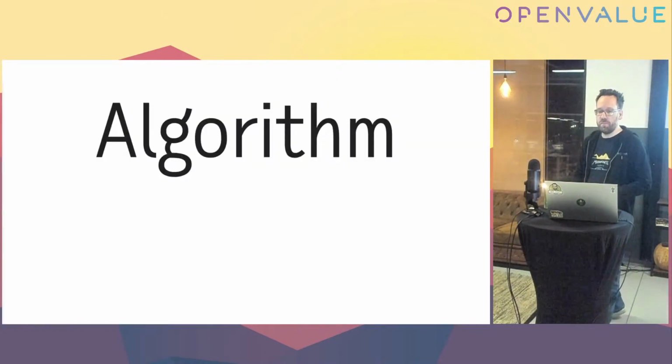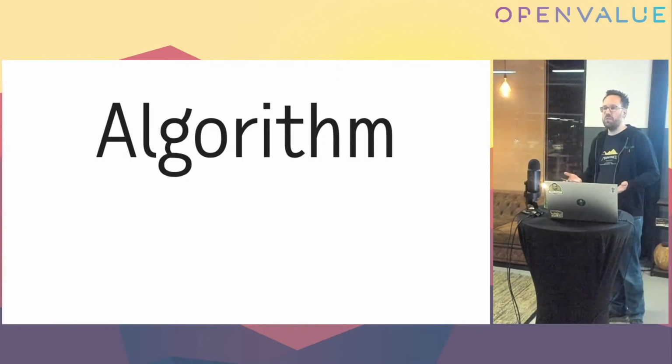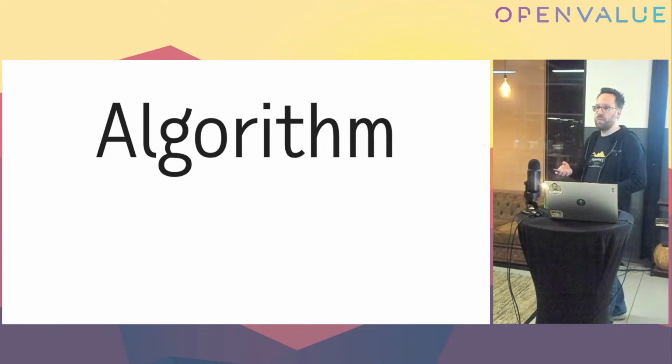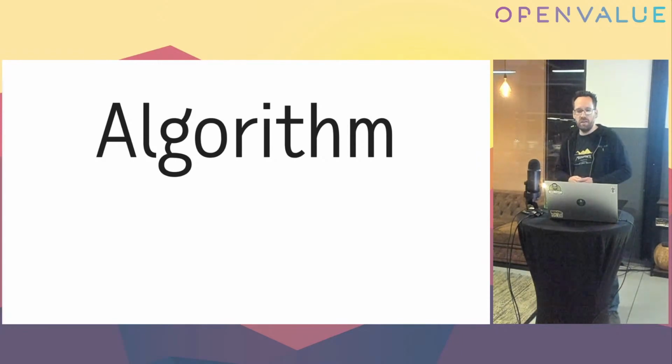So, algorithm. An algorithm basically is like a cooking recipe, right? You have a number of steps, a number of instructions that you have to follow one after the other, and then you have achieved a thing. You have baked a cake, for example.